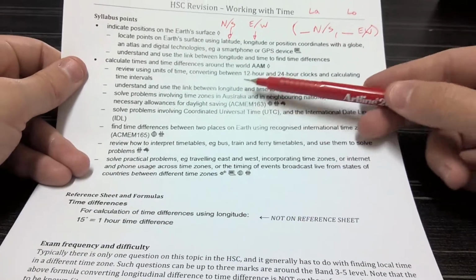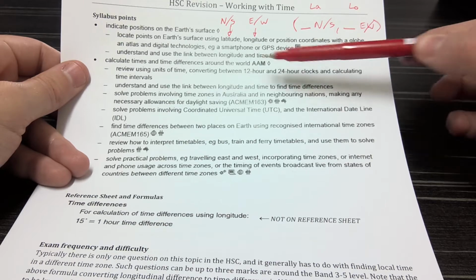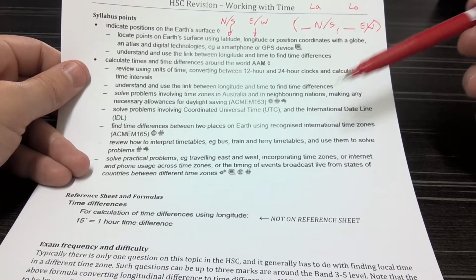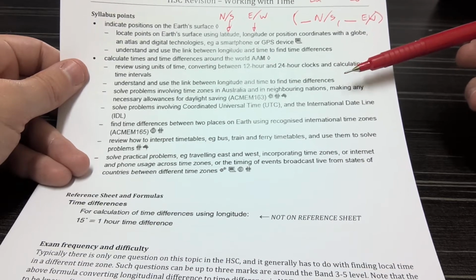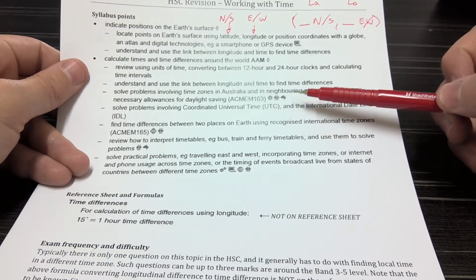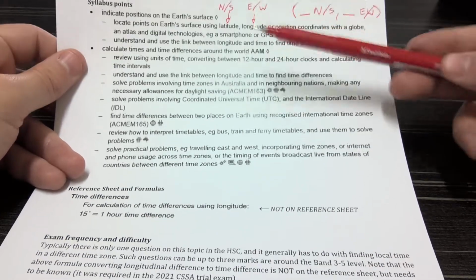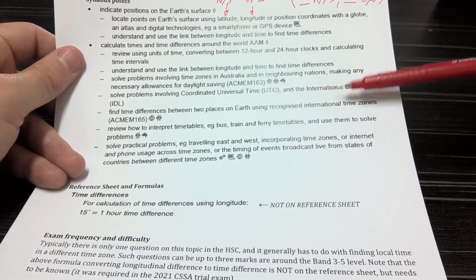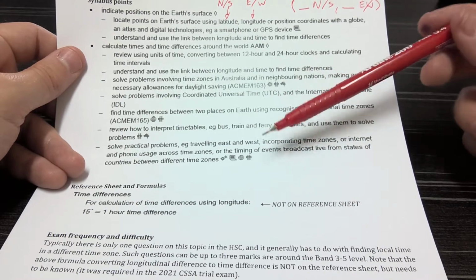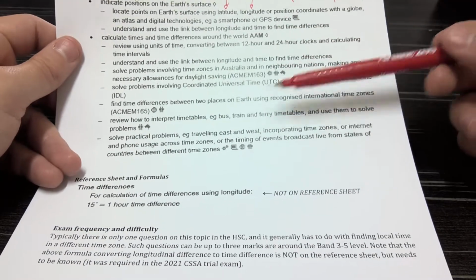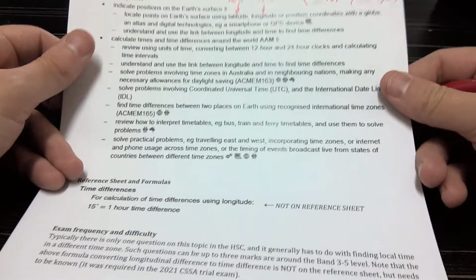Other than that, we need to be able to convert between 12 and 24 hour time, and understand the link between time. Interestingly, they have the same syllabus point twice, kind of emphasizing how important it is, I guess. And then daylight savings, UTC or Greenwich Mean Time, finding the time differences between two places using the international time zone, interpreting timetables, and solving practical problems involving travel time, calling people on the phone, all that kind of stuff.